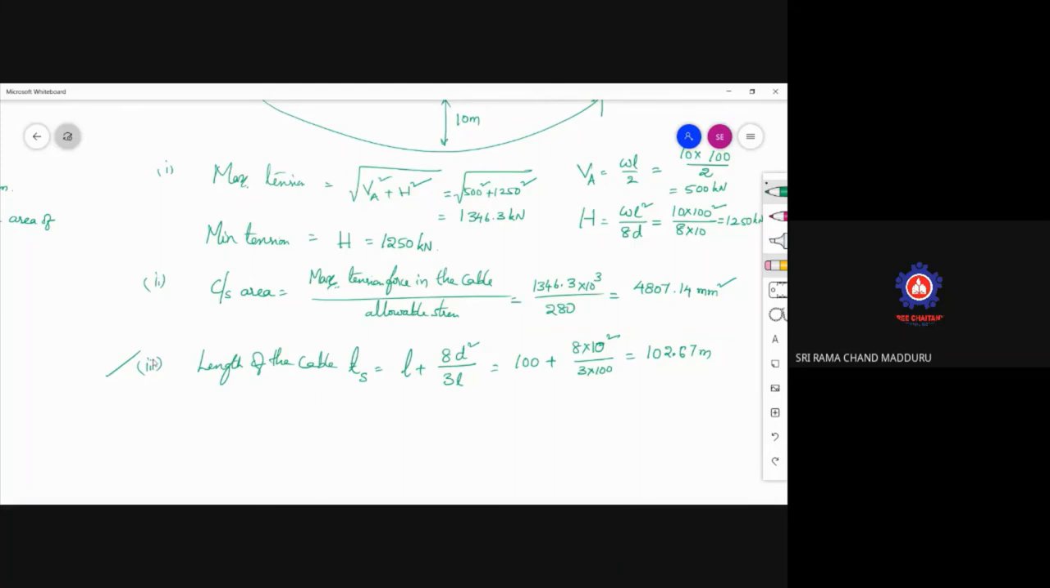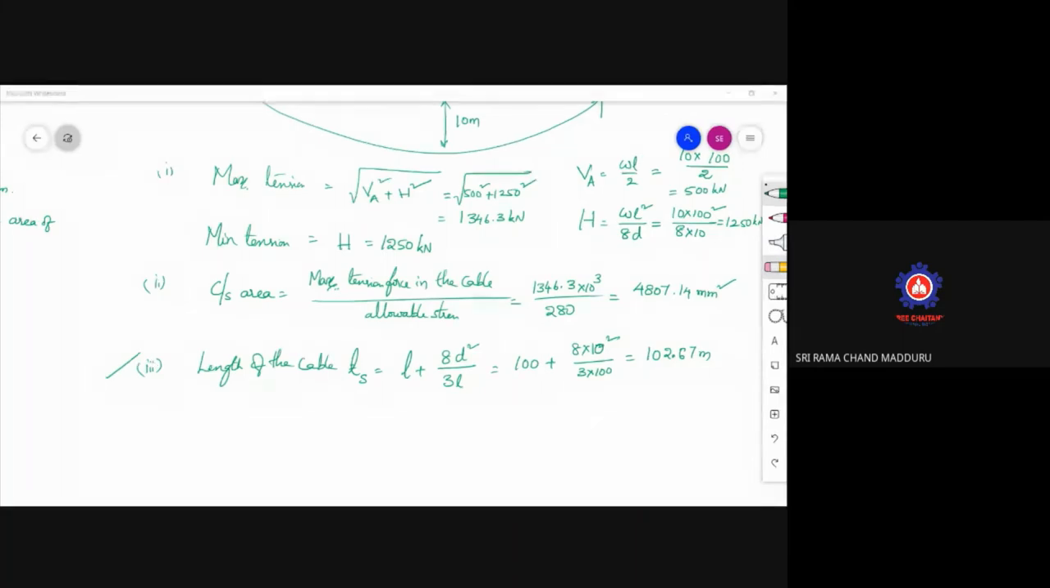So with this, I'm just stopping my class right now. You can practice the problems regarding the calculation of the length of the cable as well as calculating the maximum and minimum tensile forces in the section. So today the date is 15/02/2021. Let me note all the numbers, then you can leave.